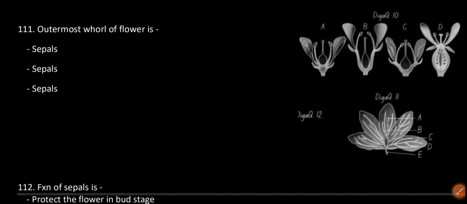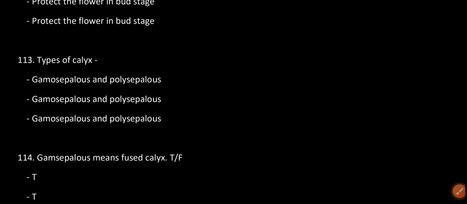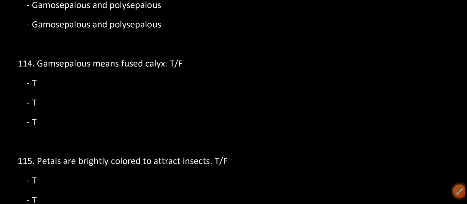Outermost whorl of flower is sepals. Function of sepals is to protect the flower in bud stage. Types of calyx: gamosepalous and polysepalous. Gamosepalous means fused calyx. True.